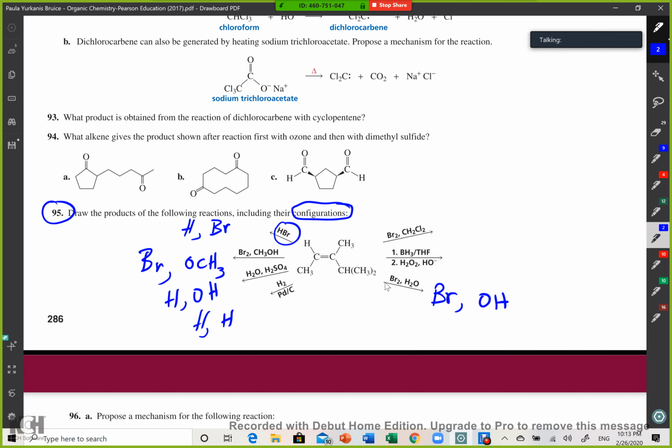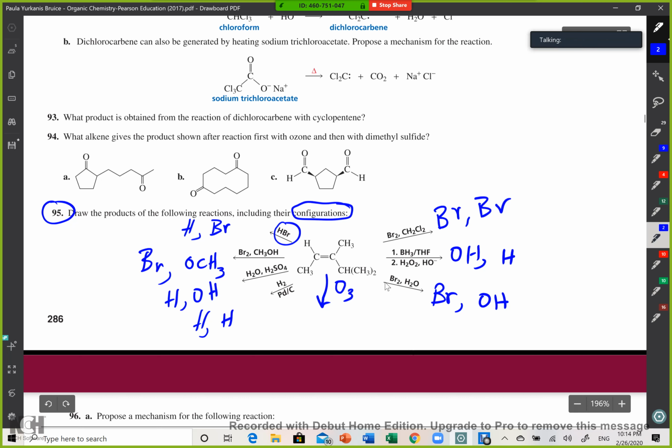Now, BH3 in THF, followed by peroxide and hydroxide, will help you add an H and an OH across the double bond. And the last set of reagents, in this case Br2 in the presence of methylene chloride, will enable you to add two bromine atoms across the double bond. So Br and Br. Now I think there is one set of reagents that is missing here: ozone. The ozone will basically cleave the double bond. That's what ozone will do.